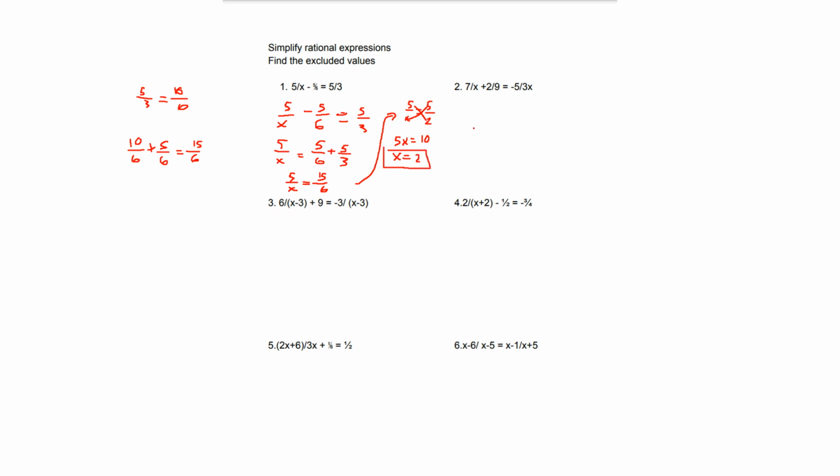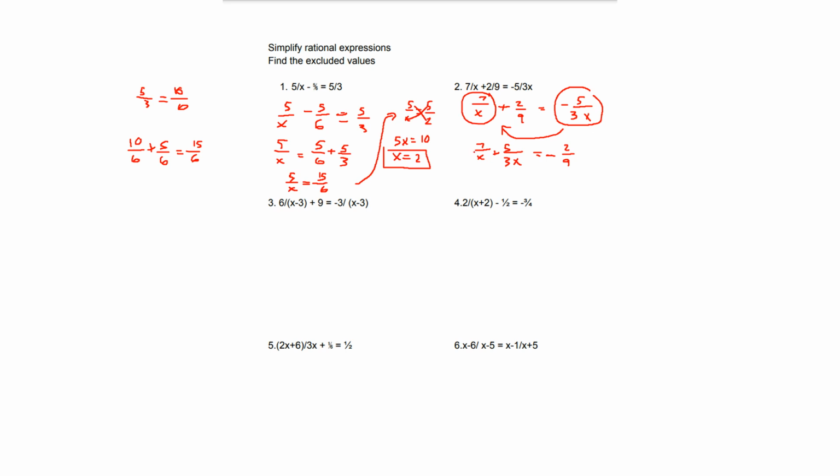Okay. Number 2, we have 7 over x plus 2 over 9 equals negative 5 over 3x. So first we could group these x's together because they're on opposite sides. So we can move this one over here. So we get 7 over x plus 5 over 3x. And we can move the 2 over 9 to the other side, so it will just be negative 2 over 9.